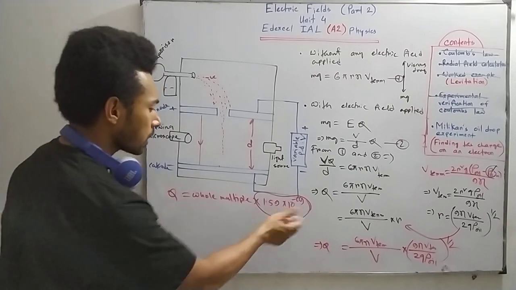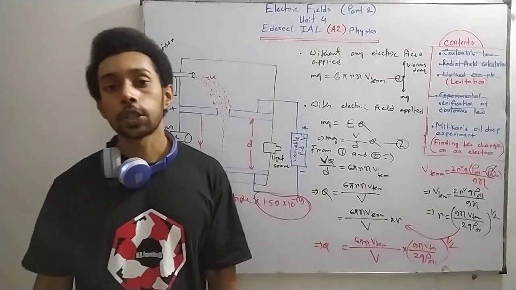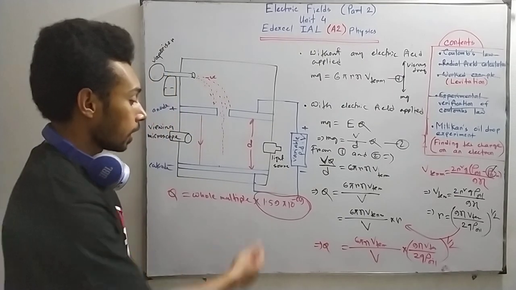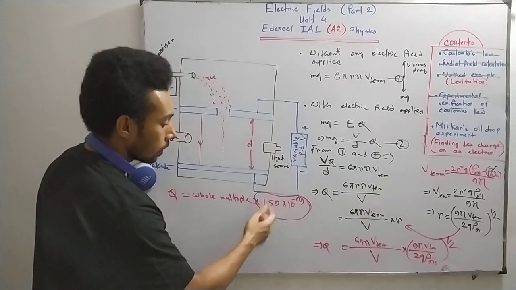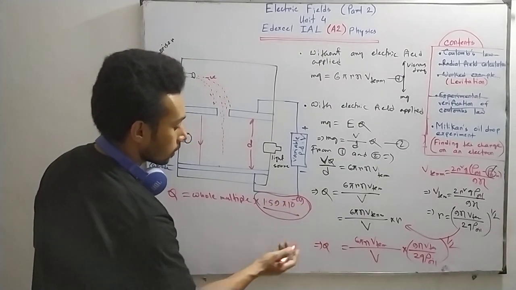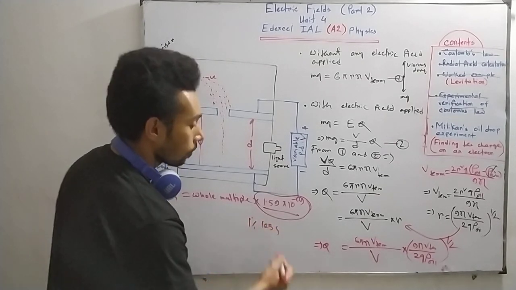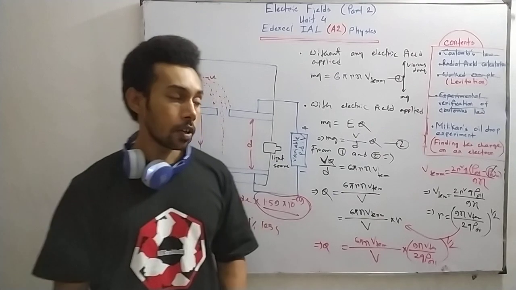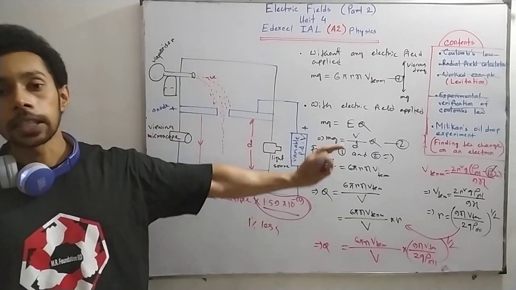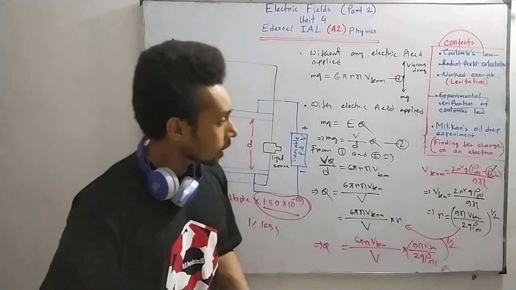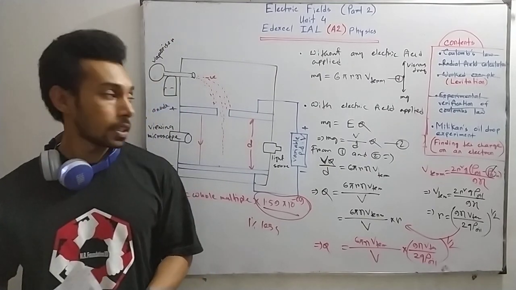This is how Millikan found out the charge on an electron, and this value is actually only 1% less than the value accepted today. This is the Millikan's oil drop experiment. I hope you find it useful.